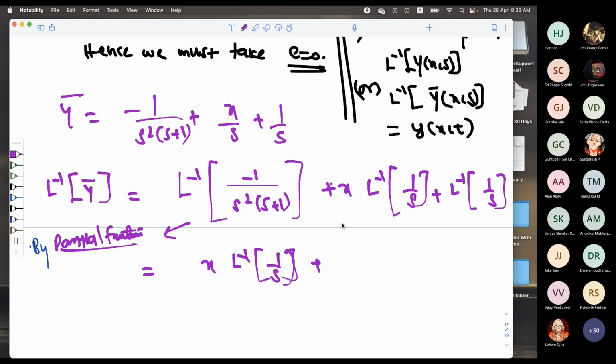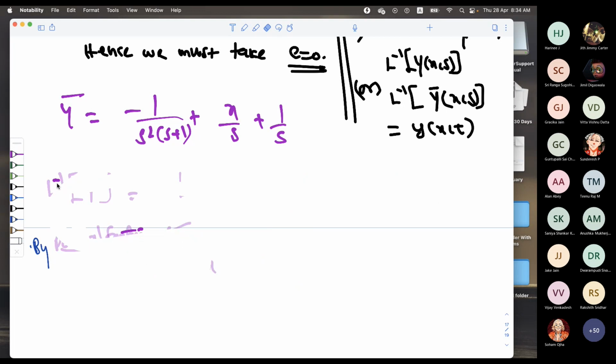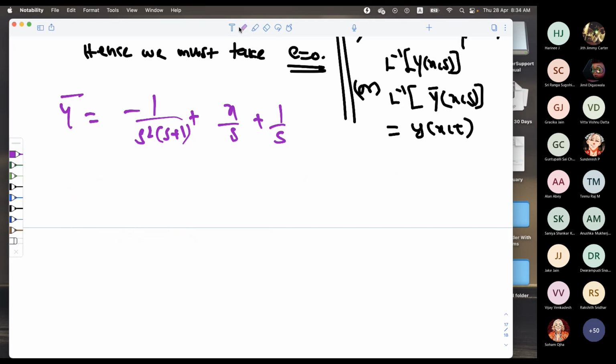If we apply partial fractions, what we get actually is three terms here: A by s, B by s square, plus C by s plus 1. Is it clear? So to avoid that, without applying that, what can we do? See here, this y bar: x by s first fixed, and then 1 by s minus 1 by s square into s plus 1. Shall we write it in this way?